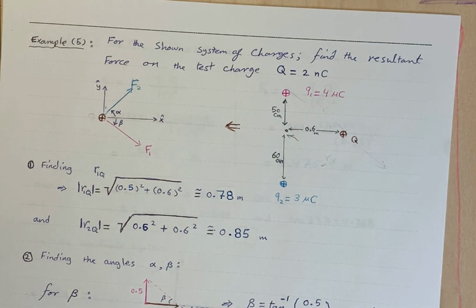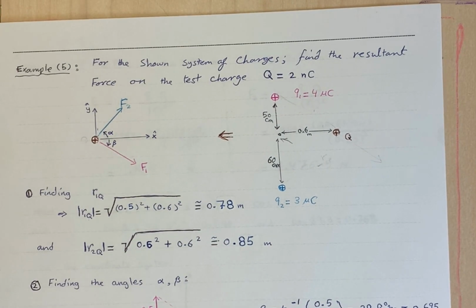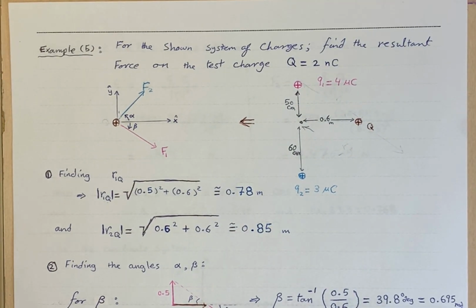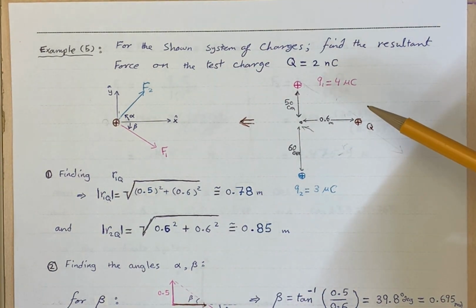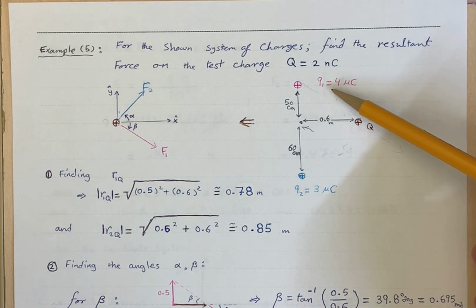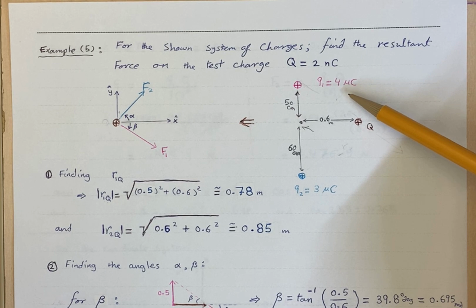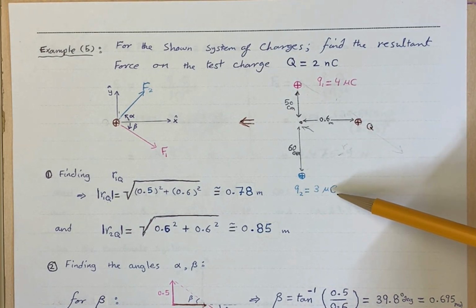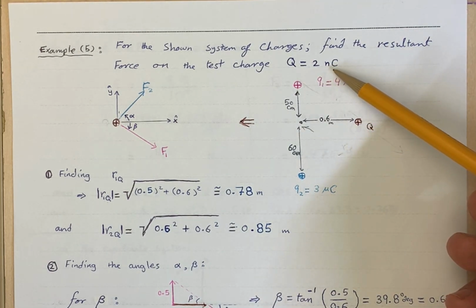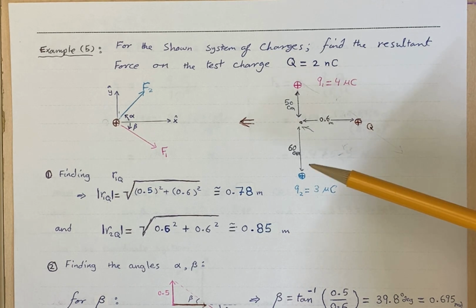Let us go to another problem, which is in 2 dimensions and has a different idea than what we had before. Let us assume this system. We have 3 charges. The first one is 4 microcoulomb. The second one is 3 microcoulomb. And the test charge is Q, which is 2 nanocoulomb. Nano means 10 to the negative 9.